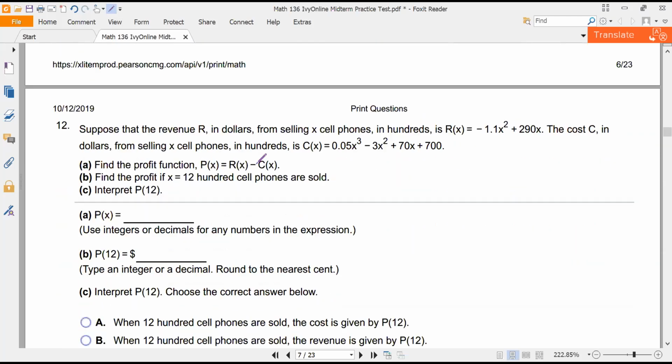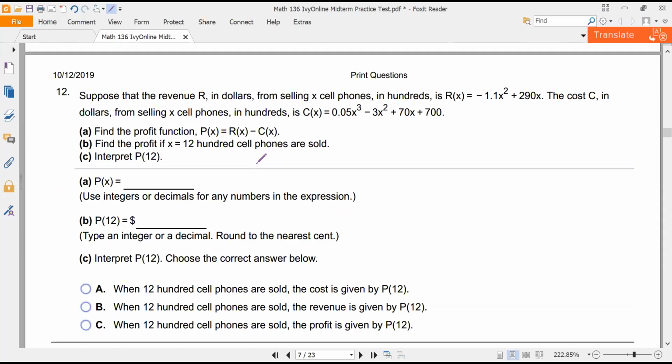Okay, so let's look at number 12. This looks like it's plugging into some formulas and working on some stuff. So it says, suppose that the revenue R in dollars from selling x cell phones in hundreds is R of x equals negative 1.1x squared plus 290x. The cost C in dollars from selling x cell phones, it's hard to speak, in hundreds is 0.05x cubed minus 3x squared plus 70x plus 700. Find the profit function. Now it tells you what to do. You do revenue. So I'm going to put this in a parentheses since there's multiple terms. So revenue function, which is this, minus cost function, which is this.